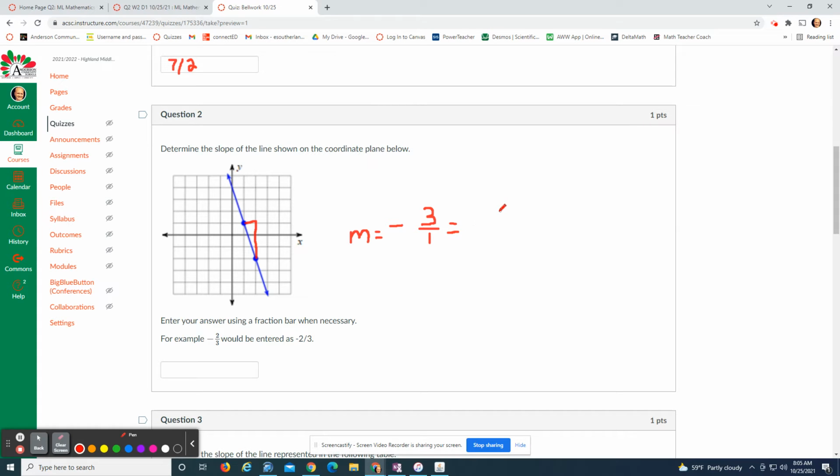I could reduce this to not just 3, but -3. You could leave it as -3 over 1. That would still count you as correct. But if you want, you can put just simply -3 right here.